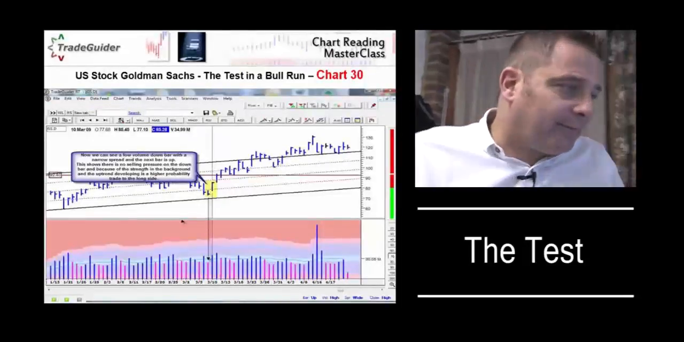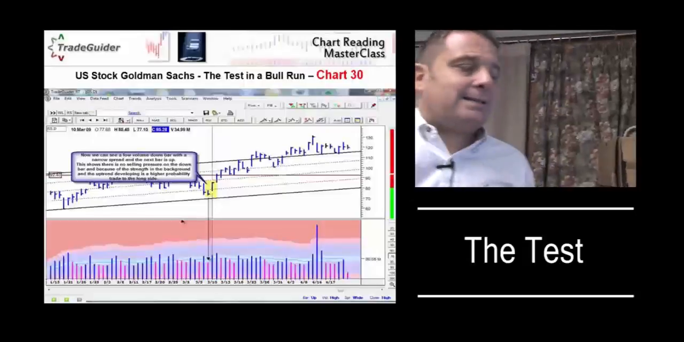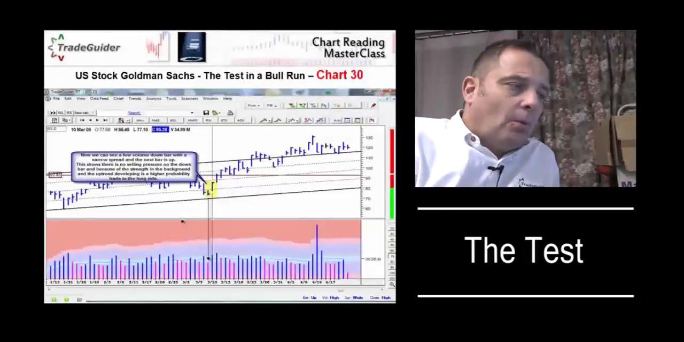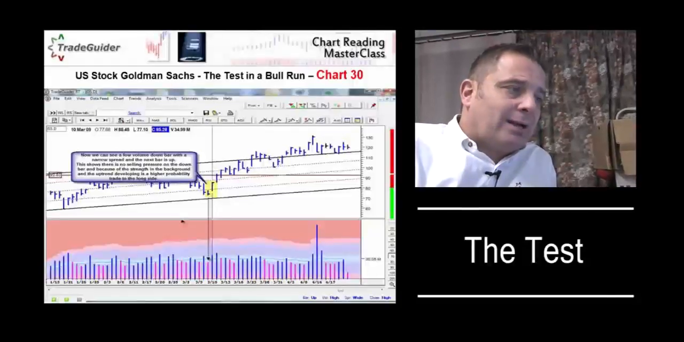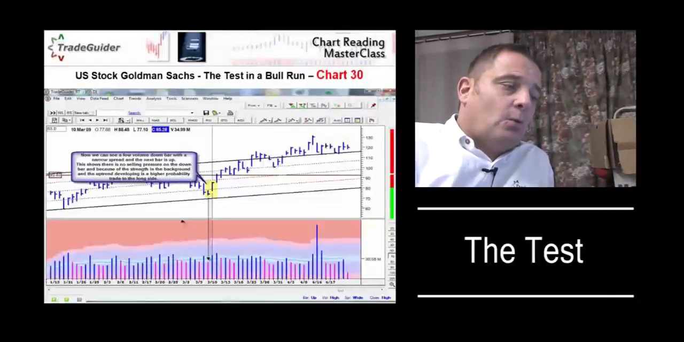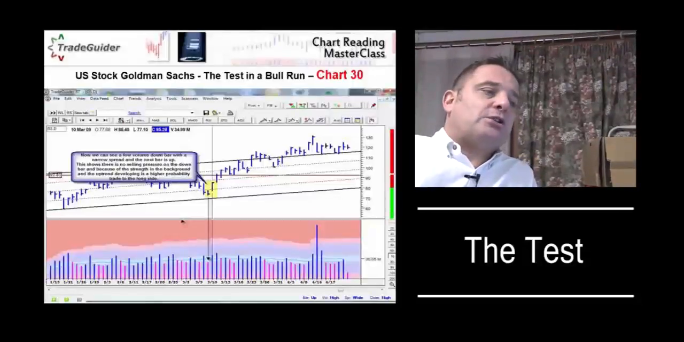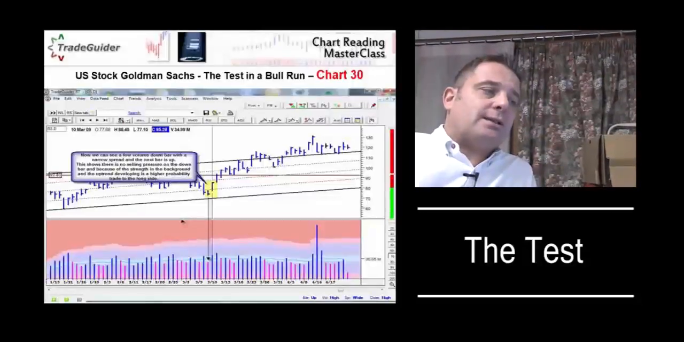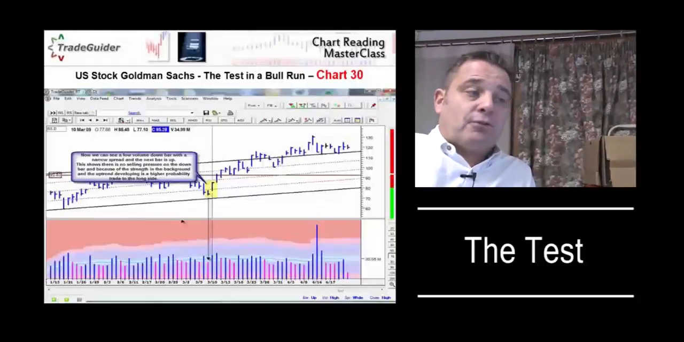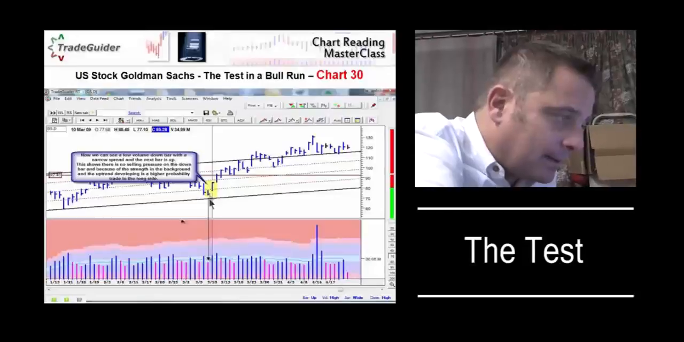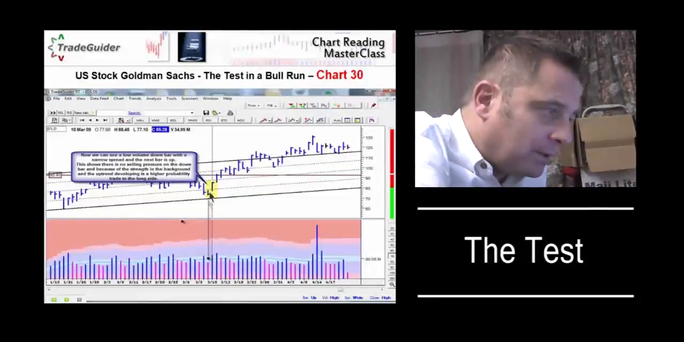So here we have the test. This is Goldman Sachs on the daily chart. What makes this very interesting is the trend channel that I've drawn in here, which you can draw for yourself. If you go back to early January, just pick the first 2 lows and the intersecting high, and it will project out the channel. What happened was, we came down to the bottom of the trend channel, and the volume was very, very low.